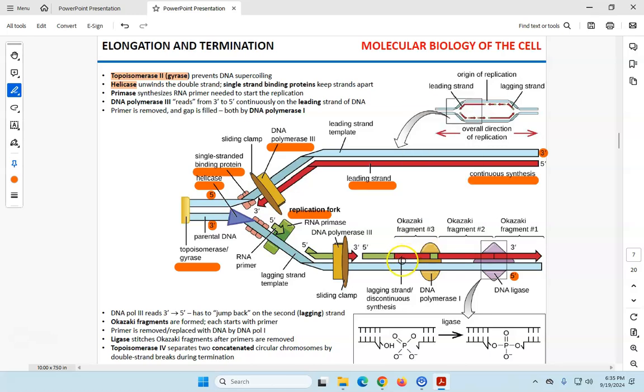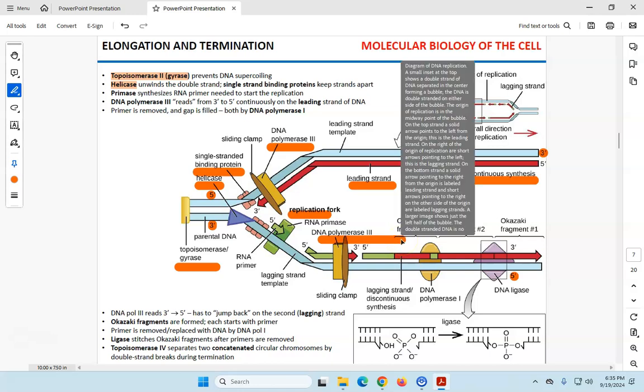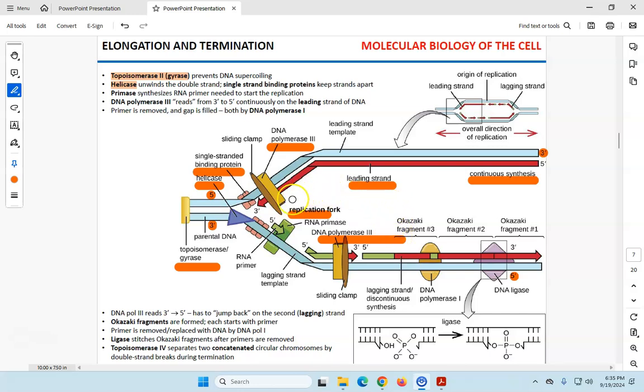synthesis of a lagging strand, a sort of saltatory synthesis. So DNA polymerase will move to the right, make a short fragment, then jump back, make a short fragment, and will keep jumping back as the fork is moving to the left of the image. Does that make sense? Each fragment requires a primer, and these short fragments are called Okazaki fragments. Okay?